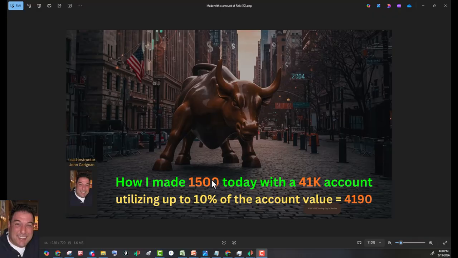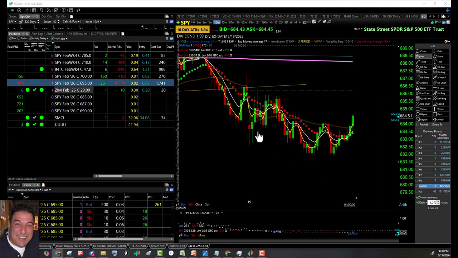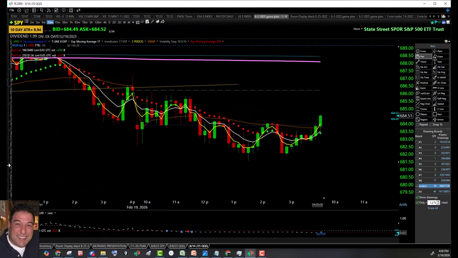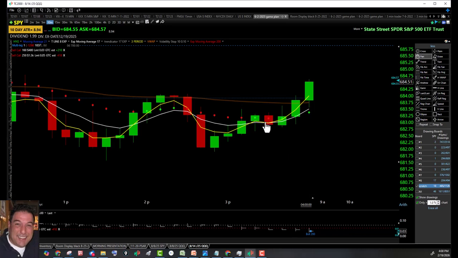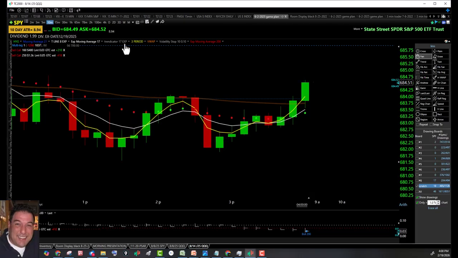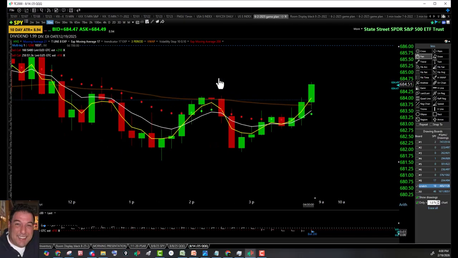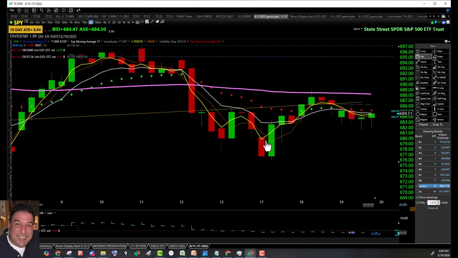Let's take a look at the markets today, see what we got going on. We'll start off with SPY on the 10-minute chart. We've got a weak 3-candle uptrend coming into the close. Look for a continuation of that uptrend tomorrow morning.